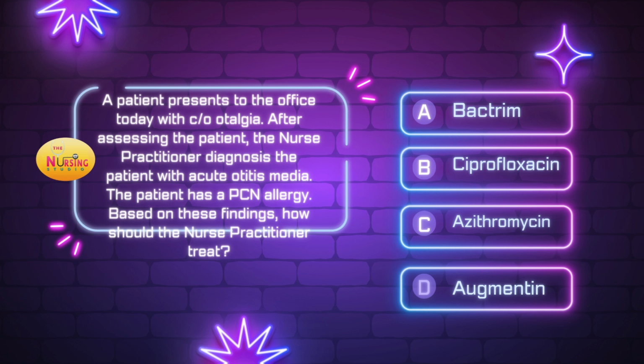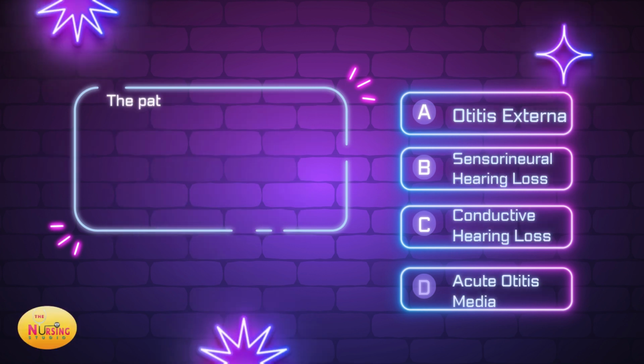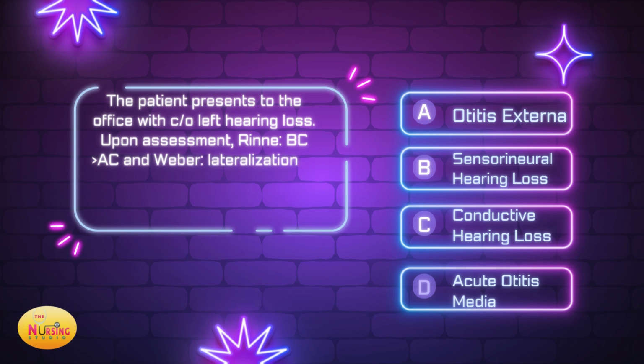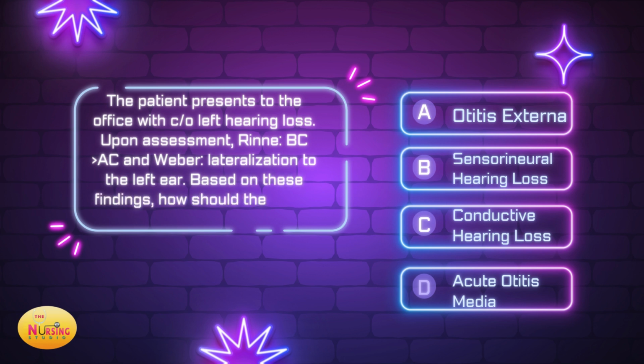Okay. All right. And third question for today. The patient presents to the office with complaints of left ear hearing loss. Upon assessment, the Rinne exam shows bone conduction is greater than air conduction, and the Weber exam shows lateralization to the left ear. Based on these findings, how should the nurse practitioner diagnose? Is it A, otitis externa, B, sensorineural hearing loss, C, conductive hearing loss, or D, acute otitis media? Take a moment and tell me what you wrote in the comments.